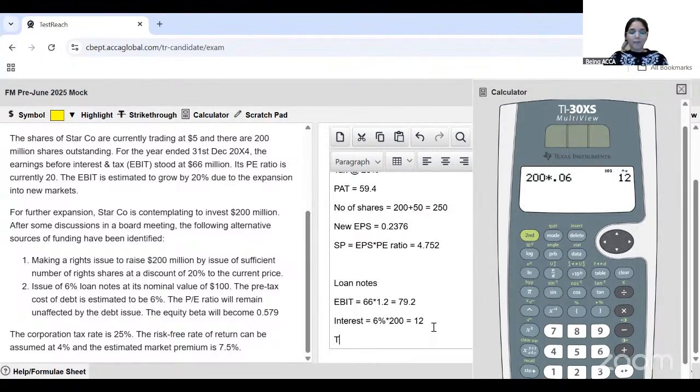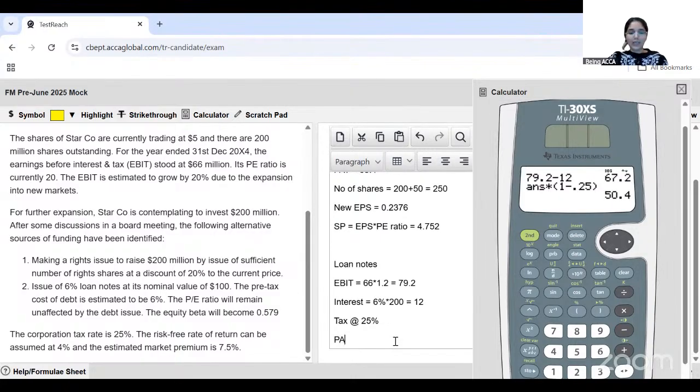Then you also have to pay for taxes. Taxes will be levied at 25%. Now, the income that you started off with, 79.2, from this you first take away your interest. So this gives you your profit before tax, PBT. Now you charge 25% tax on this. So this is what you're going to be left with. Your PAT is going to look like 50.4.